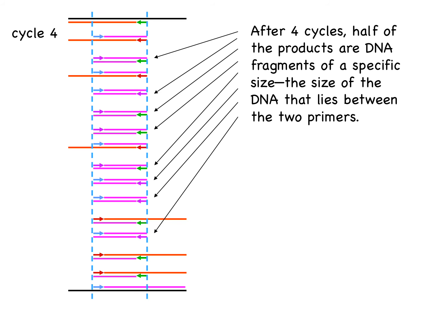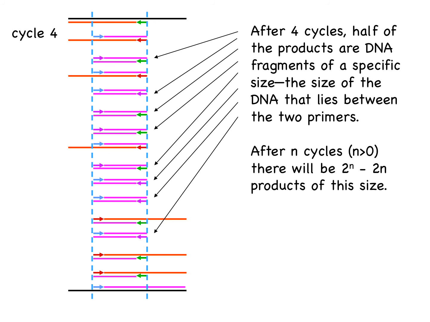So if you look closely at this, you'll see after 4 cycles, half the products are DNA fragments of a very specific size. And in fact, they're exactly the size of the DNA that lies between the 2 primers. And it's these products that are going to be growing exponentially throughout the reaction. All other products that are not of this size, they're just growing linearly. So they're going to grow at a very slow rate, while these ones that are the specific size are going to grow exponentially. So after n cycles, if you do the math, there will be 2 to the n minus 2n products of this size, the size that I'm highlighting here.